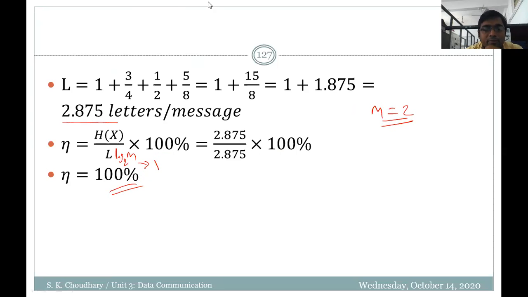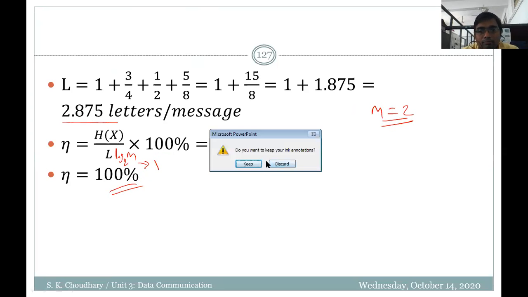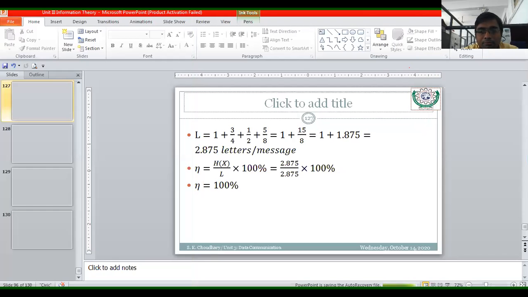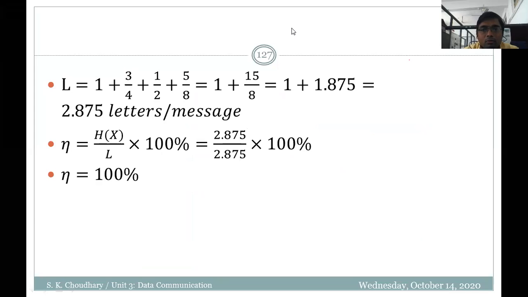So in this way, using the Shannon code, we have encoded the given input symbols into code words.